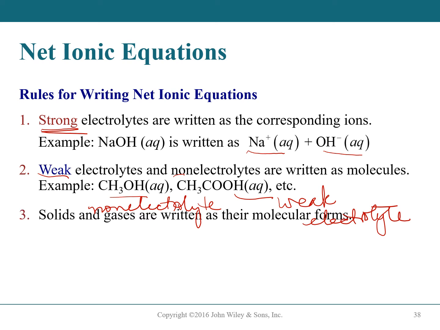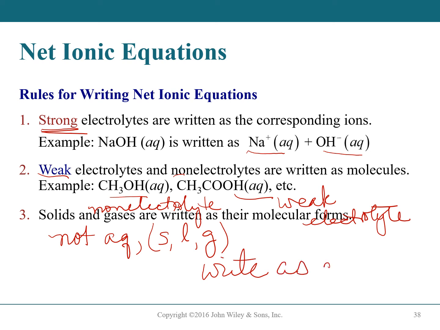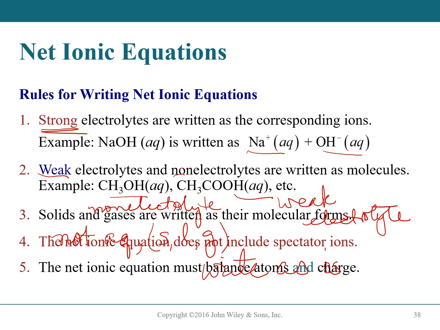And then anything that's not aqueous, solid, liquid, or gas, we just write as is. Okay? So, the net does not include the spectator, but we need to get to the total ionic, identify the spectator, and then write the net ionic. Make sure that's balanced, the lowest whole number ratios across the coefficients, and it's balanced both by charge and substances.